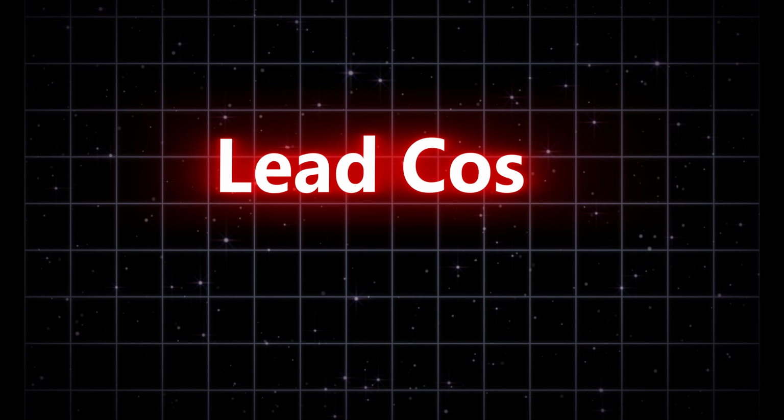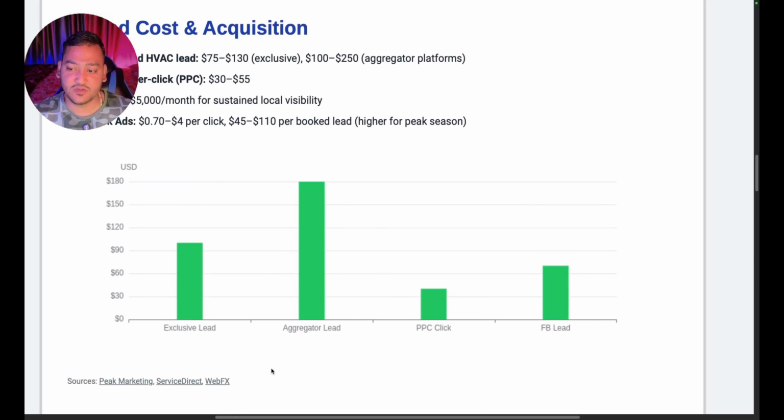The next part is the lead cost and the acquisition cost. You can see here, if you are getting leads from the aggregators, you need to pay 180 or 200, somewhere around. Exclusive leads are around 90, then PPC and Facebook leads. We can see all of them, right? But if you go with SEO, it might cost you 1,500 to 5,000 a month.